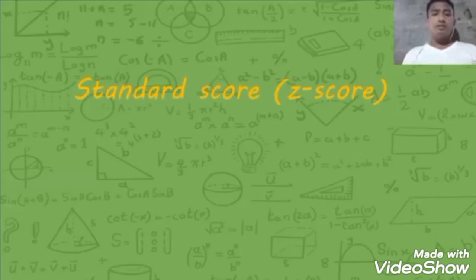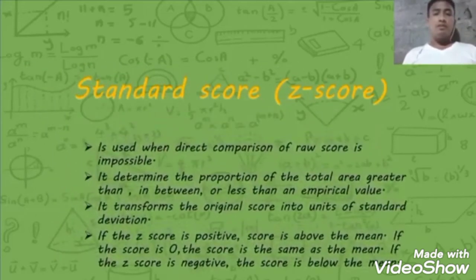The standard score, or the Z-score, is used when direct comparison of raw scores is impossible. It determines the proportions of the total area greater than, in between, or less than an empirical value. It transforms the original scores into units of standard deviation. If the Z-score is positive, the score is above the mean. If the score is 0, the score is the same as the mean. If the Z-score is negative, the score is below the mean.